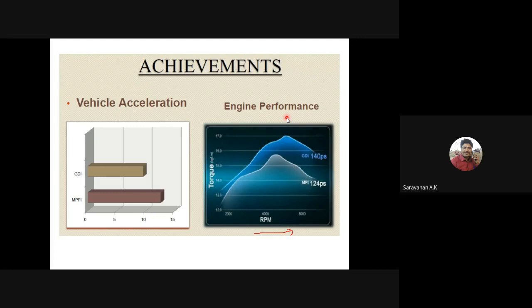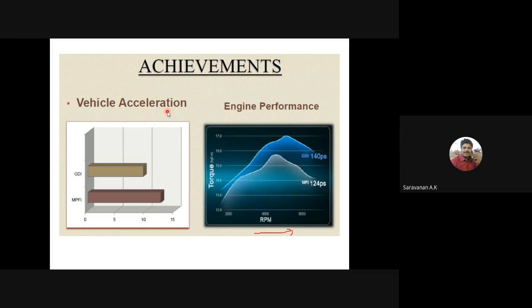At the same time, we have to supply the air-fuel mixture in cool condition. Once the intake air temperature is reduced, automatically the engine performance will increase. So the cooling effect is also used here, and we can get higher engine performance. Then the vehicle acceleration.